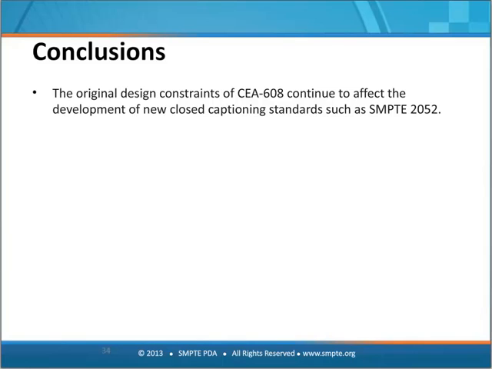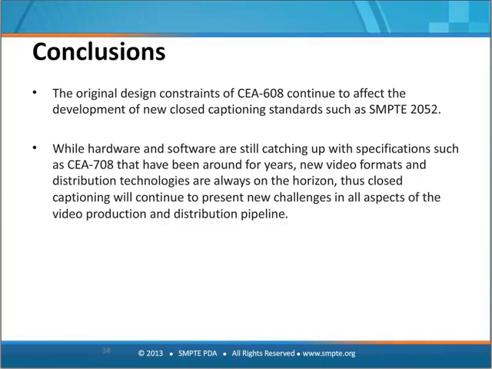And very quickly, conclusions before we get to the questions. So why is this so complicated? Because the original 608 spec was very cool, but also very complicated. And we're continuing to live with those design decisions. Even specs that came out back in 2005, 2006, like 708 captioning, are not fully implemented across the industry yet.